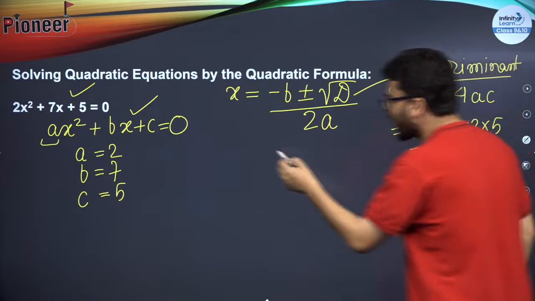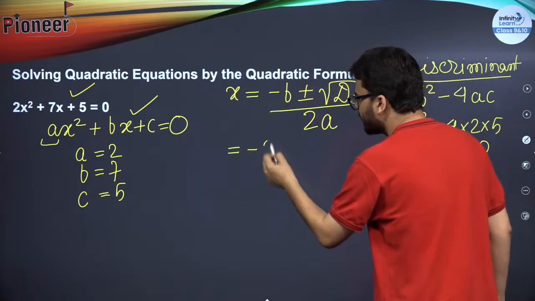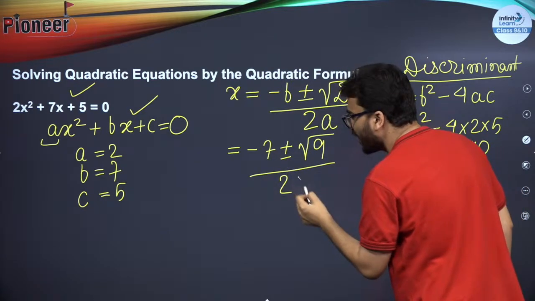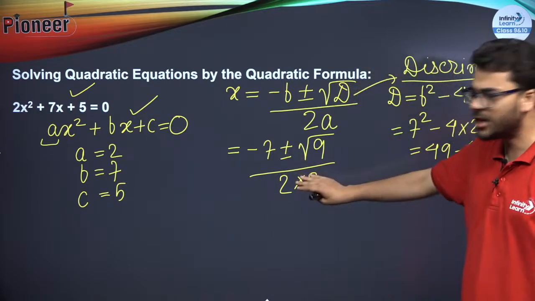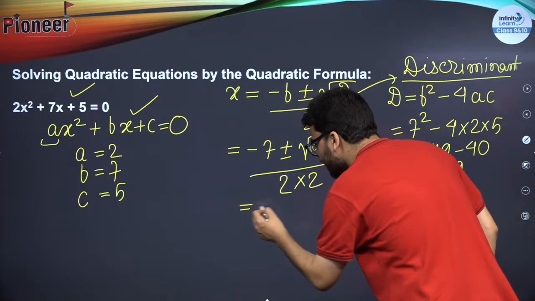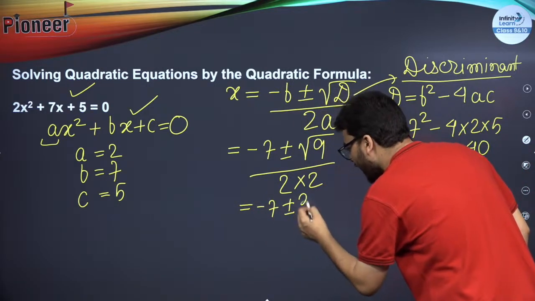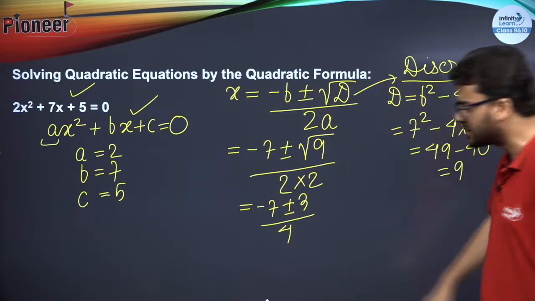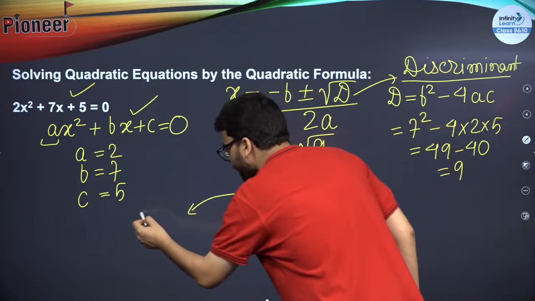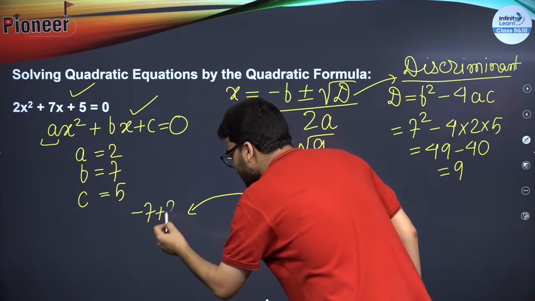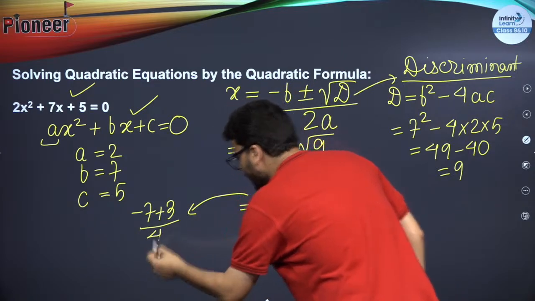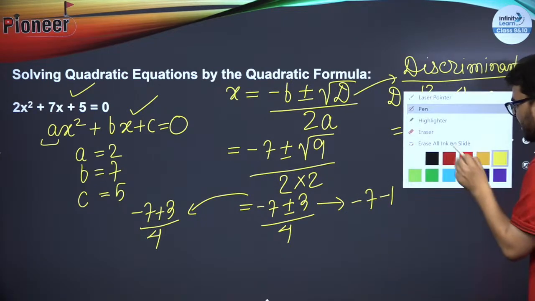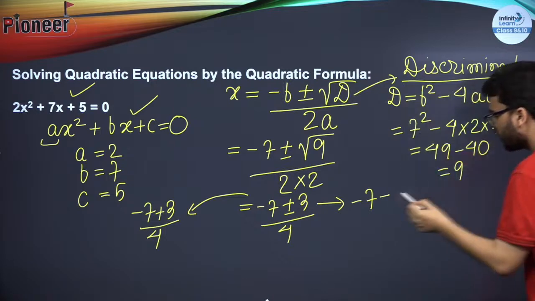So the roots of this quadratic equation will be minus b, that is minus 7, plus minus root d, root 9, divided by 2a, which is 2 into 2. So these are the roots. Basically you can further simplify. This will be minus 7 plus minus root 9 is 3, divided by 4 over here. So the roots will be minus 7, once you take the plus sign, minus 7 plus 3 by 4. And the other case will be minus 7 minus 3 by 4 over here.